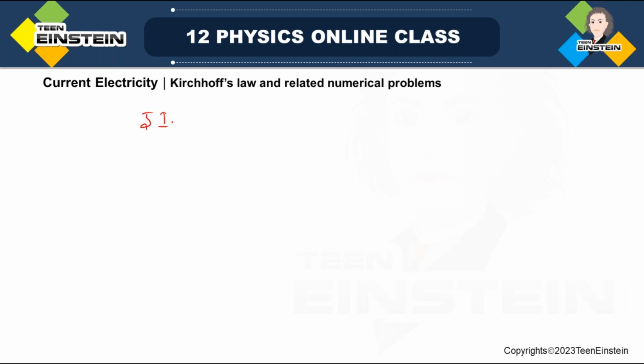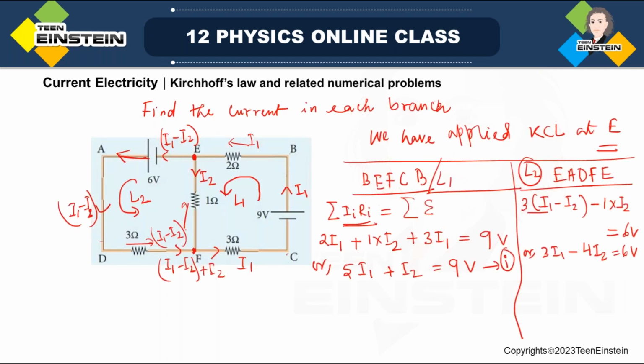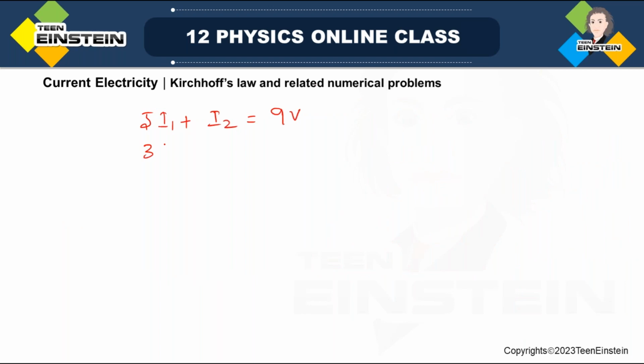As far as I remember, 5I1 plus I2 is equal to 9 volt. And in the second equation, we had 3I1 minus 4I2 equal to 6 volt. We don't need the volt now. I can do one thing: I can multiply by 4 on both sides. So this will be 4 into 5.